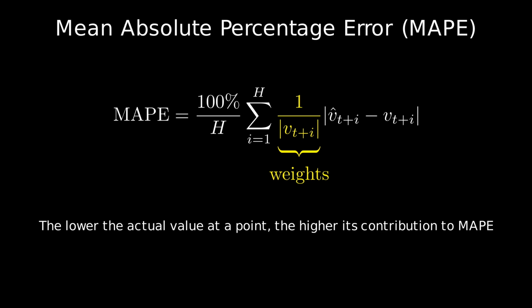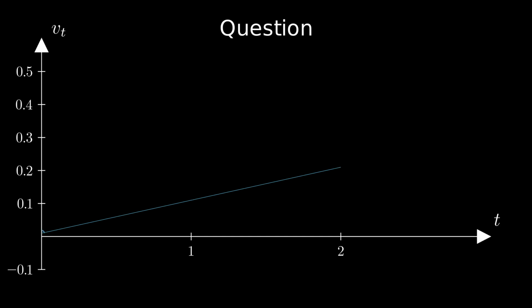To see what kind of problems this can create, let me propose a question. Let's say that our true values follow this line, and we have two models, model A that makes the green forecasts and model B that makes the red forecasts. The question is, which model do you think has better forecasts and which one will have a lower MAPE? Feel free to stop the video to think about the question before continuing.